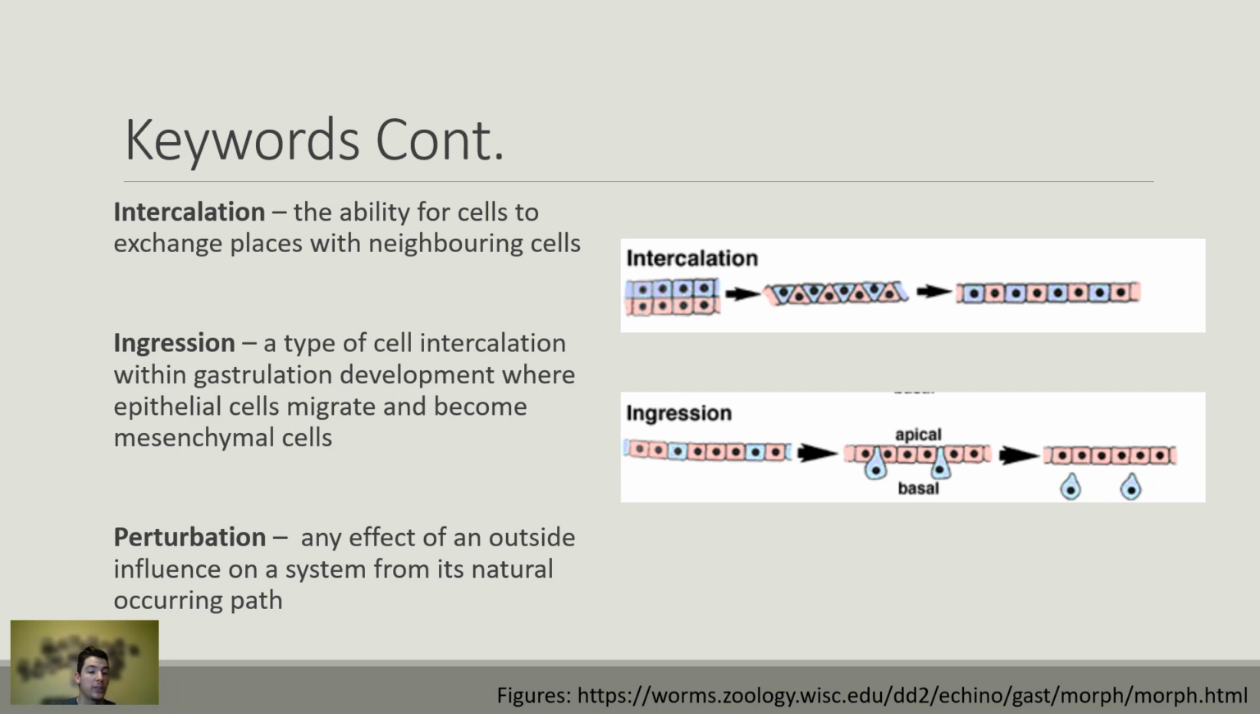We're also going to talk about perturbations, which is basically an effect of an outside influence on a system from its naturally occurring path. Imagine you're going to work and you take the same path every day, and that is the normal path you're on. If a train goes in front of you during your path, that is a perturbation. It is an outside influence on a system. Your system is getting to work, and a train disrupts that natural system.